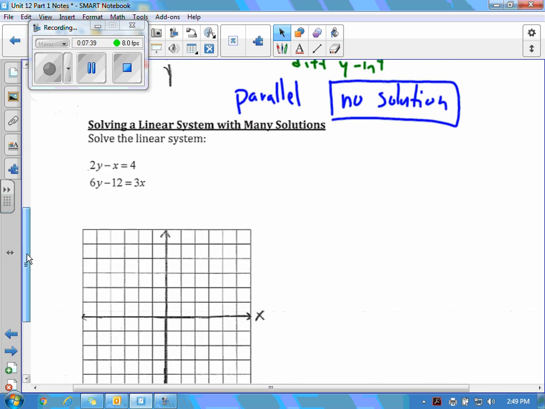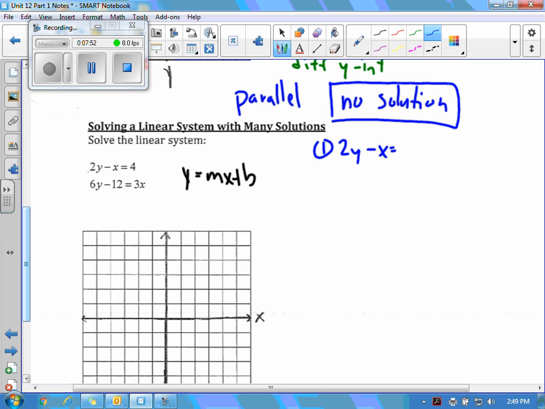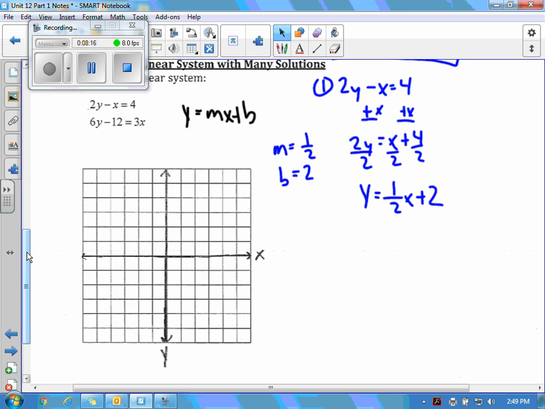All right. Looking at the last one, again, these equations are not in y equals mx plus b form to start, so that's the first thing we need to do. For the first one, I need to move this x over to the other side and then divide everything by 2. So I'm going to wind up with y equals 1/2 x plus 2. My slope is 1/2 and my y-intercept is 2. Again, if you have any trouble with that, let me know. I'm assuming you know how to do that.